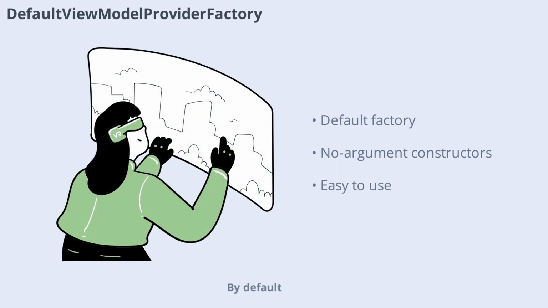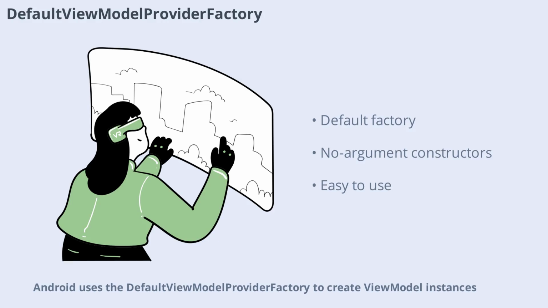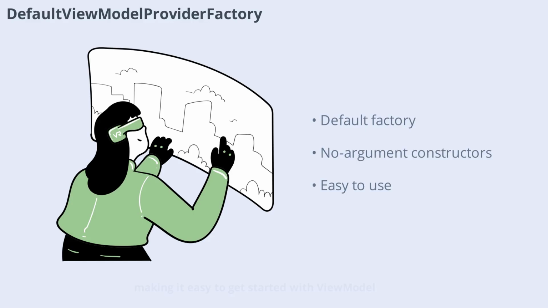By default, Android uses the default ViewModel Provider factory to create ViewModel instances. This factory knows how to construct ViewModels with no-argument constructors. If your ViewModel needs parameters, you'll need to provide your own factory. The default factory is simple and effective for most use cases, making it easy to get started with ViewModel.